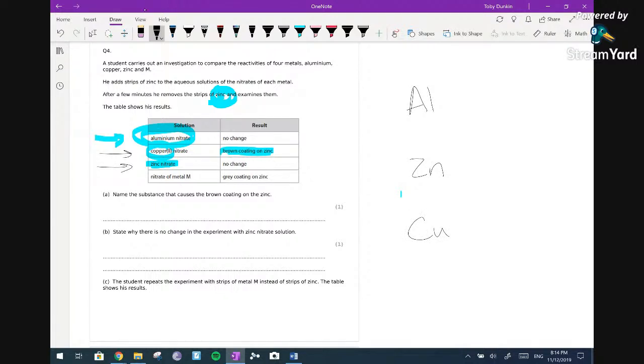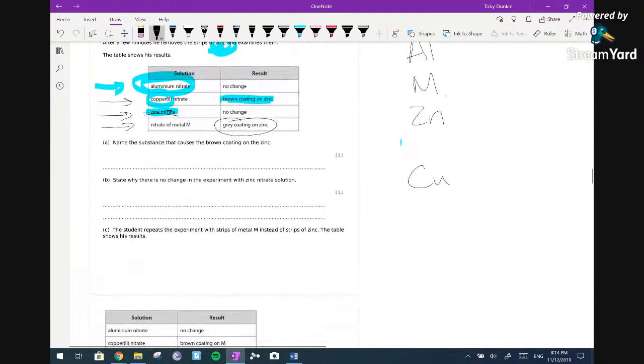Zinc nitrate, no reaction because zinc with itself won't do anything. Metal M, a gray coating of zinc. Right, so he's added zinc metal to metal M, and zinc has been made. M is more reactive than zinc.